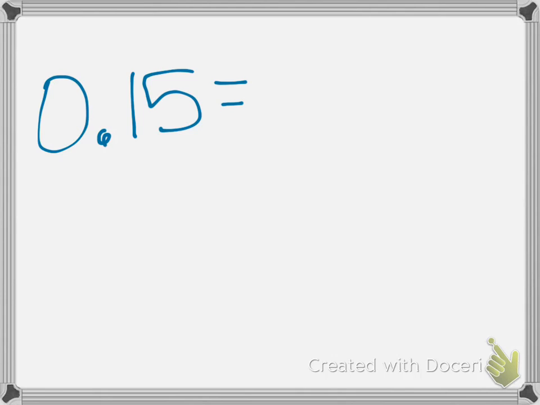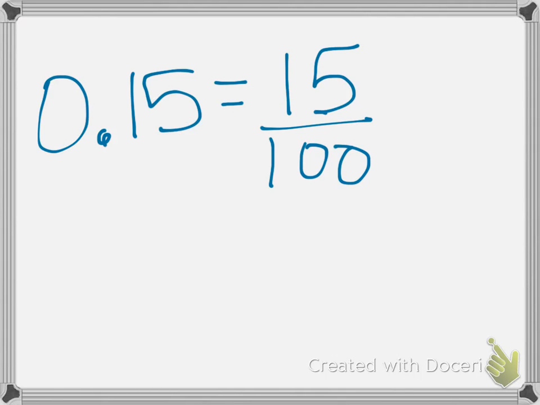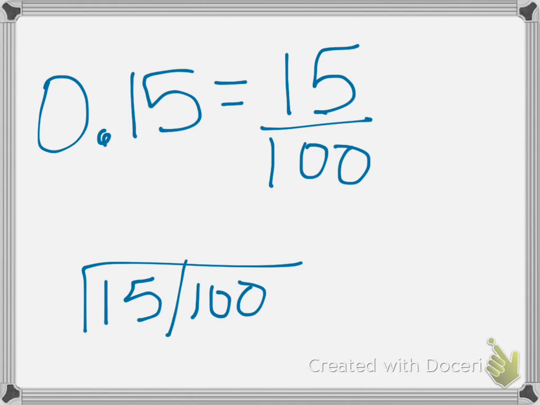Let's start off with 0.15. Okay, go ahead and pause it. Okay, so your fraction should have been 15 over 100. Now, did you simplify it? Pause it if you don't want to watch me simplify it, just in case. Okay, I know that I can pull out a 5. My greatest common factor is 5.